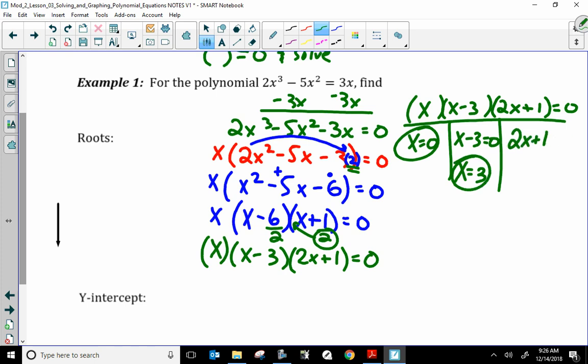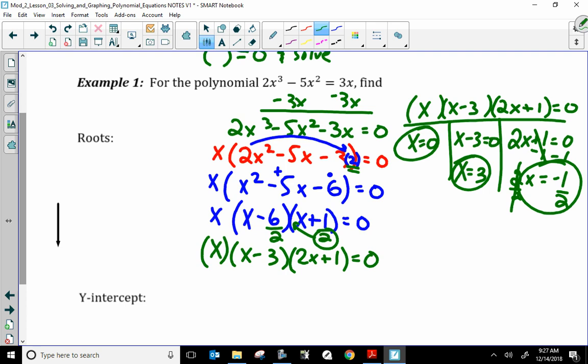2x plus 1 equals 0. I subtract 1. So 2x equals negative 1. And then I divide by 2. Bang. So x equals negative 1/2. My 3 roots are 0, negative 1/2, and 3.